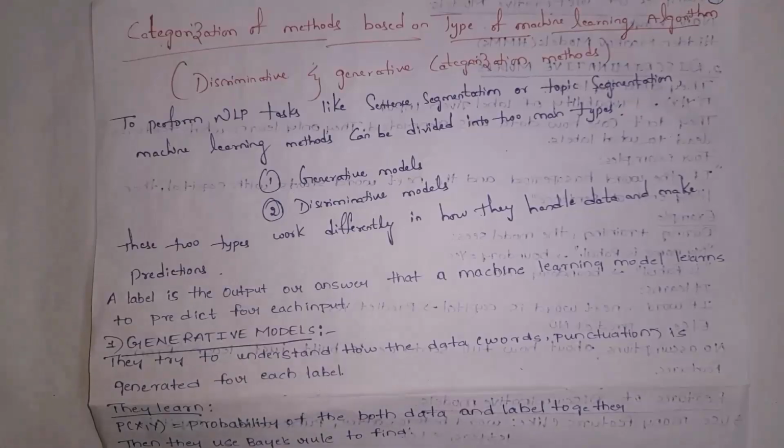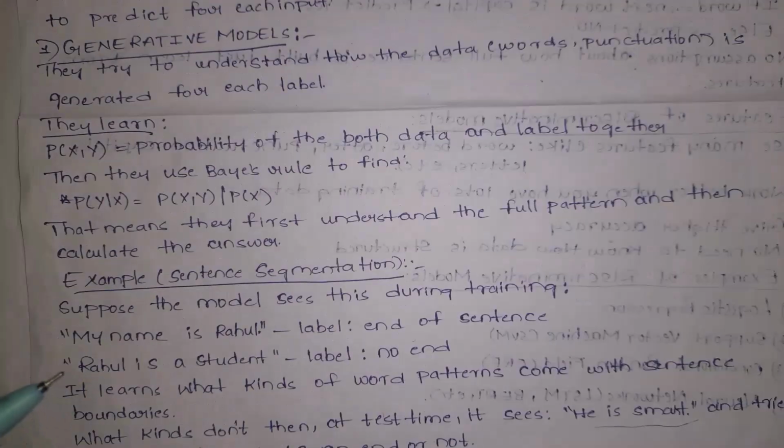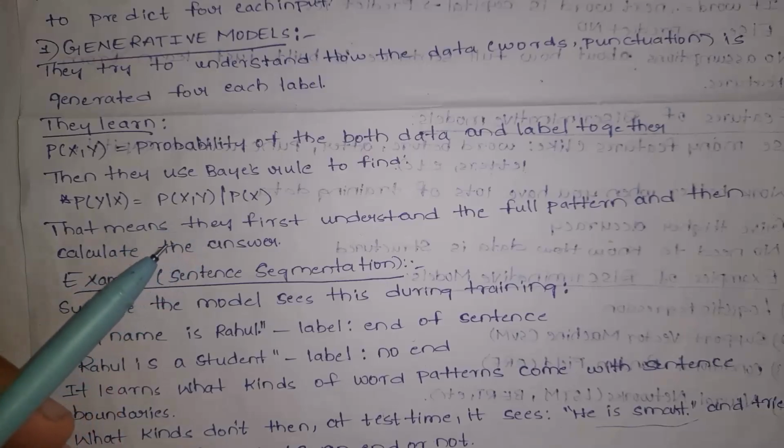We call that output as label. First I will explain what are generative models. Name itself says generative model. So generative model has capability to understand patterns. That means generative model will not place boundaries just by seeing full stops. Generative model has capability to understand sentence.